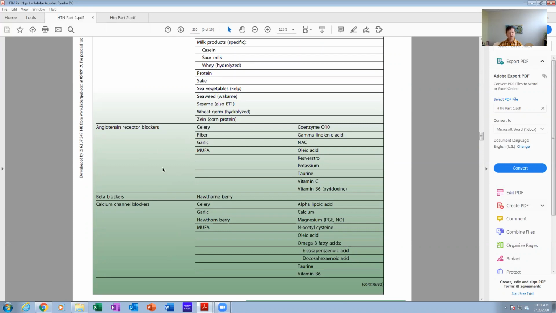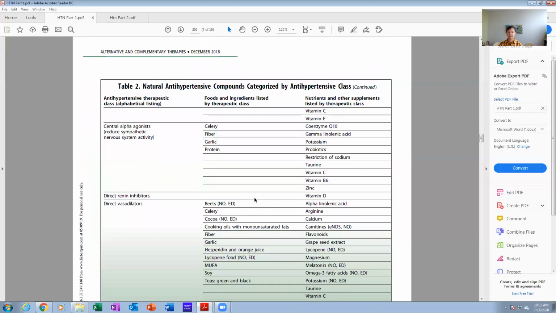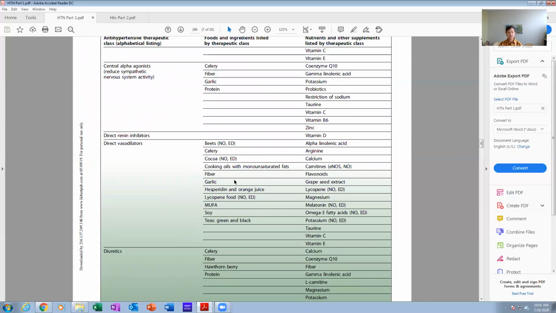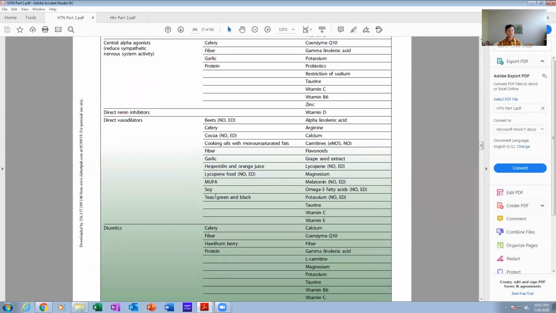But the angiotensin receptor blockers, we've got a list of things that work similar. Beta blockers, hawthorn berry is like that. Calcium channel blockers, again, like celery. Celery is a good thing unless you really hate it, I guess. In terms of reducing that sympathetic nervous system activity via those central alpha agonists, again, celery, fiber, garlic, protein can help. Vitamin D can work like these direct renin inhibitors, which get used less often.